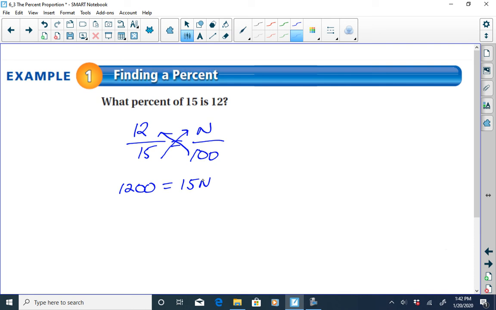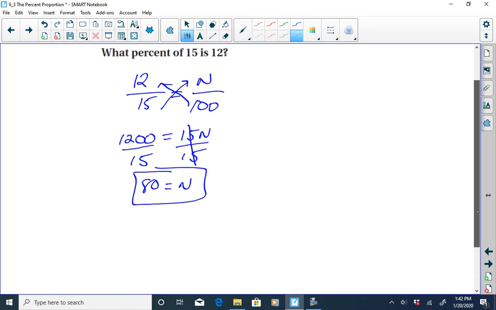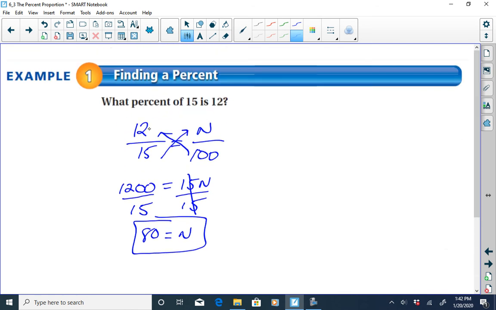And then we take this one step equation and we divide both sides by 15. On the right they cancel, and 1200 divided by 15 is equal to 80. All right, so 80 is equal to n. So what we're saying here is that 12 out of 15 is the same as 80 out of 100. All right, so that's our first example of using the percent proportion. Our percent proportion says the part divided by the whole is equal to the percent over 100.